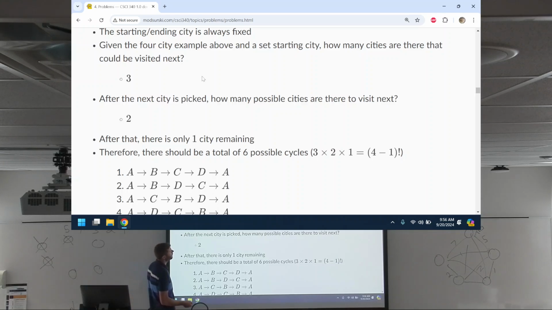So when we had 4 cities, we had 3 times 2, 6. If we were to have 5 cities, well, that'd be 4 times 3 times 2. That's 4 times 3, that's 12, times 2 is 24. And then with 6 cities, we're at 120. Wow, we're growing fast, right? We're growing really fast.